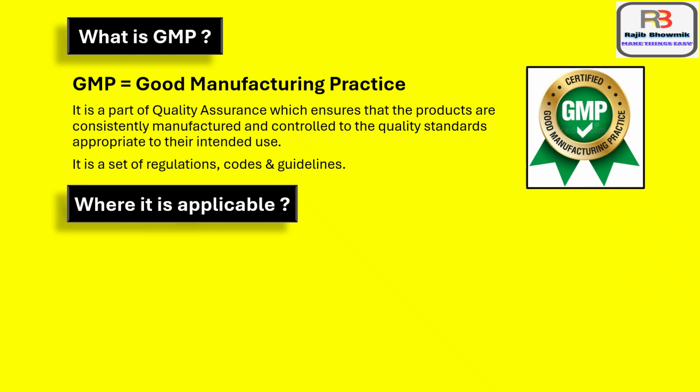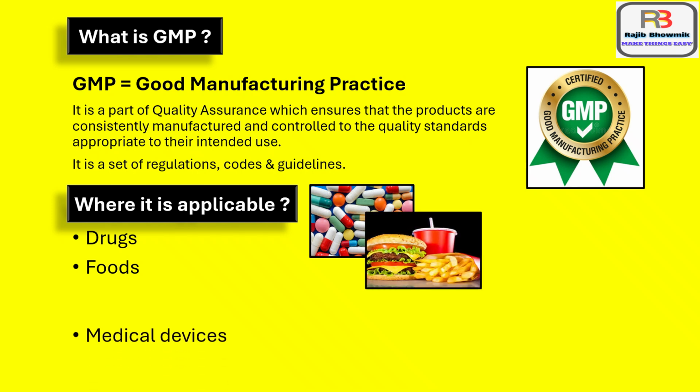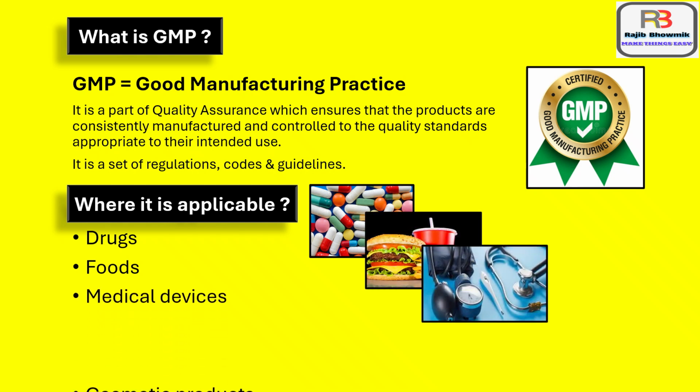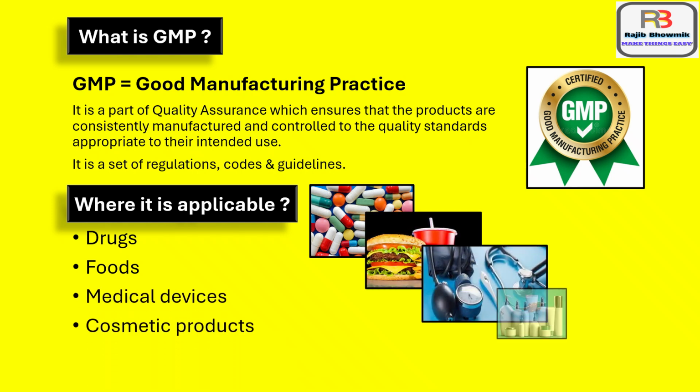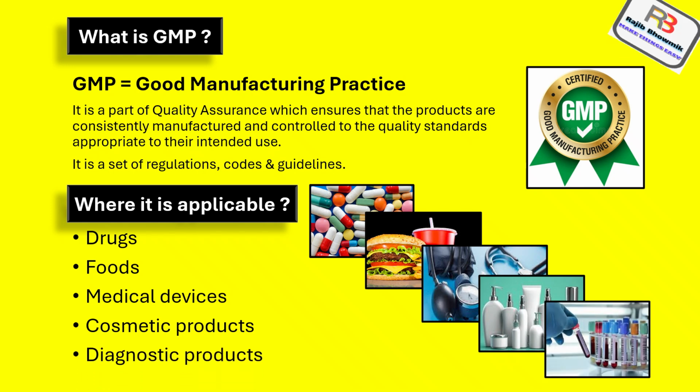Now viewers, there is a confusion in the industry that where it is applicable. Is it for engineering industry or for pharmaceutical industry? Let us understand. GMP is used for drug manufacturing, food manufacturing, medical device manufacturing, cosmetic products manufacturing, diagnostic products manufacturing.